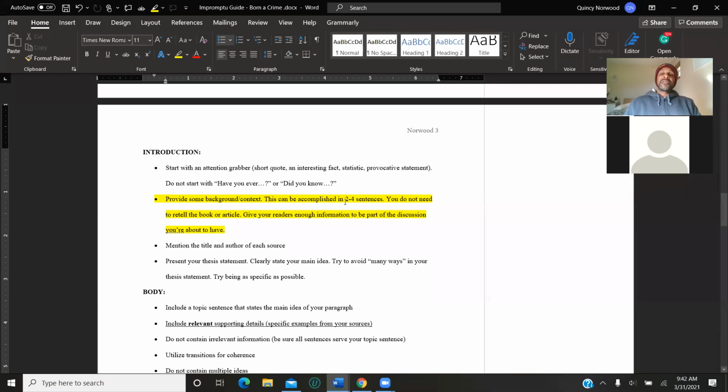If you find yourself going on, scale it back a little bit. Again, take it back to that original question. What does the reader need to know? What do they need to know?